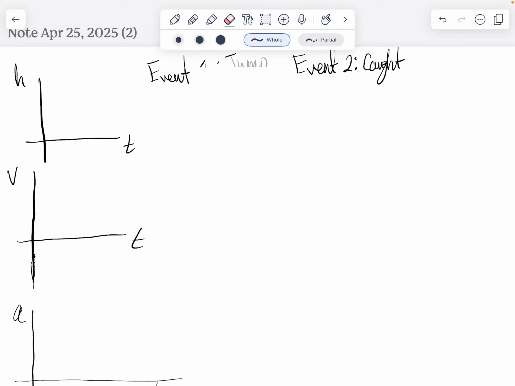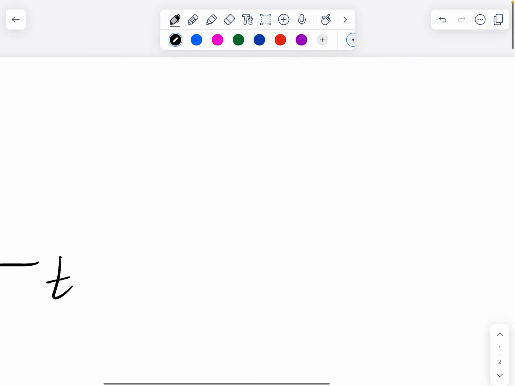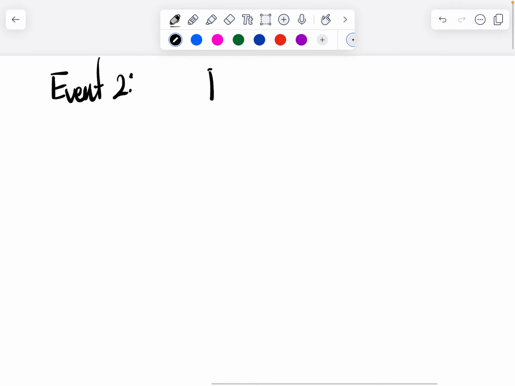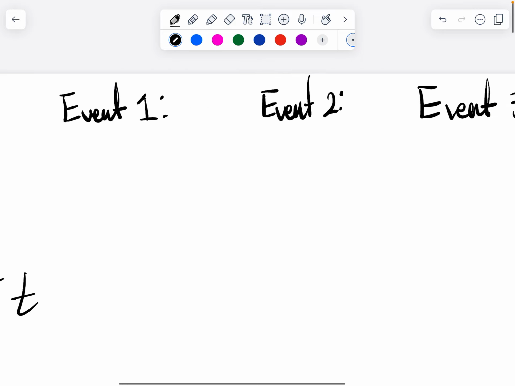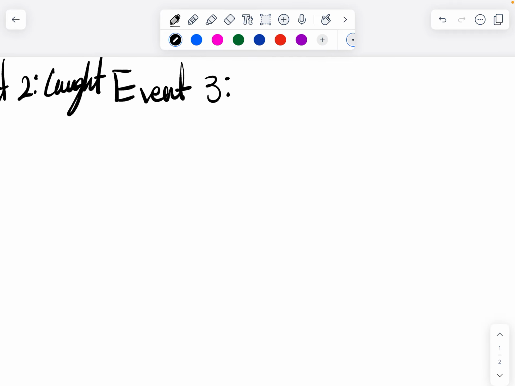Actually, I'm going to erase this, make this a little better. Event 1, event 2, event 3. Jump, cut, and land.